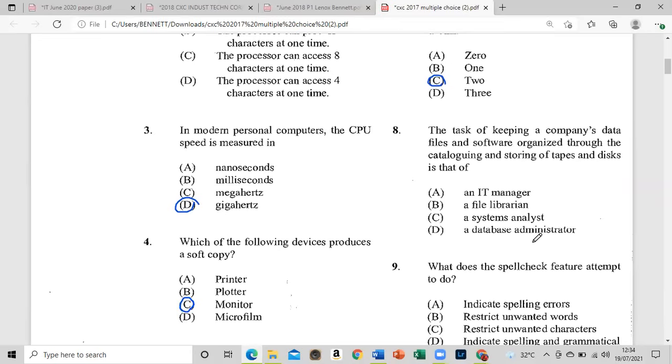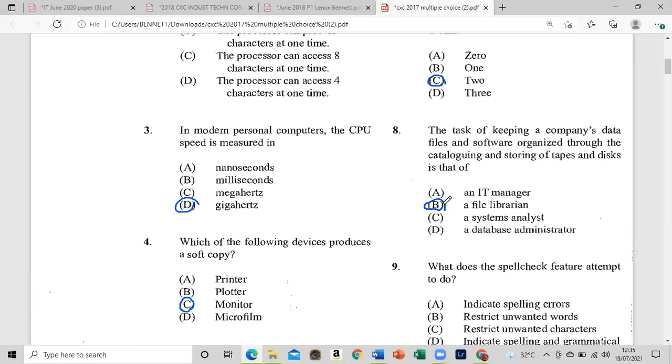Alright, so 8 now. The task of keeping a company's data, files, and software organized through the cataloging and storing of tapes and disks is made up of. Is it IT manager? Or the file librarian? Or C, a system analyst? Or D, a data administrator? We have seen this one so many times. It's the file librarian, just like how they store books.